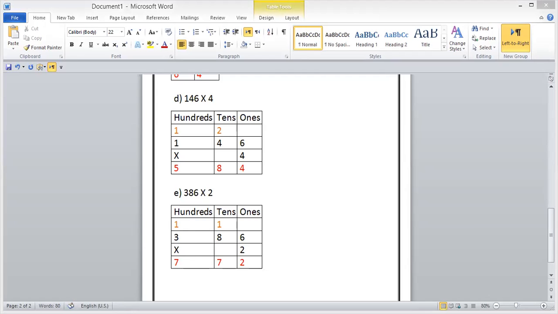Sir, I didn't make question number B. No problem, because you are writing fast. No problem, guys. If anyone missed any question, no problem. I will upload it in the Classera course material. You can copy it down from there. Now we have one more method for checking multiplication, and that is the partition method.